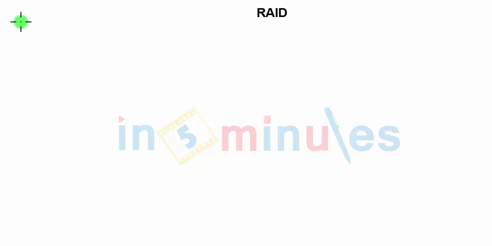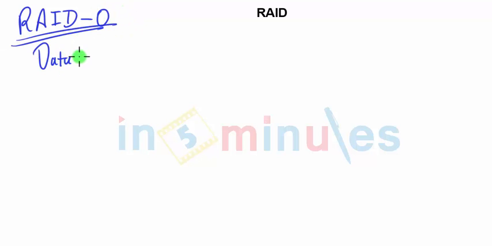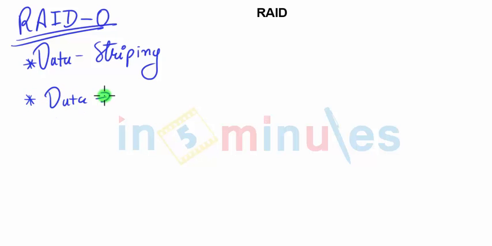Let's talk about the first one called RAID 0. It is also known as data striping. As I was saying, data striping. The terminology behind this is fairly simple. Data would be divided into blocks, and each block would be stored on a separate disk.